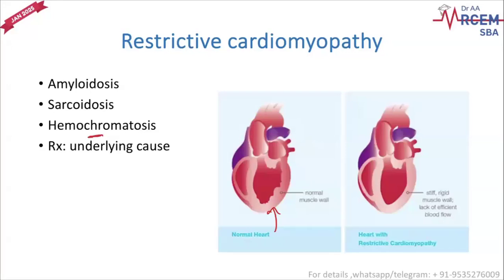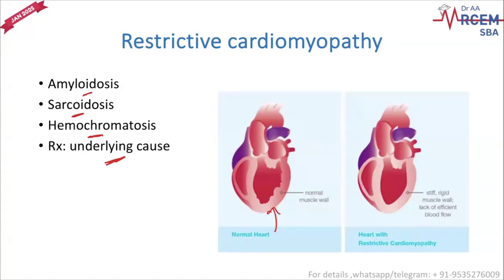Hemochromatosis, iron gets deposited in the heart musculature. Sarcoidosis, amyloidosis, amyloid gets deposited into the heart musculature, which will result in stiffening and rigidity. It cannot literally contract at all. Complete contraction of the heart is lost in these conditions. So what you will be doing here is just treating the underlying cause. You cannot do much for the restrictive cardiomyopathy. Treat the underlying cause. For example, hemochromatosis, treat the hemochromatosis.